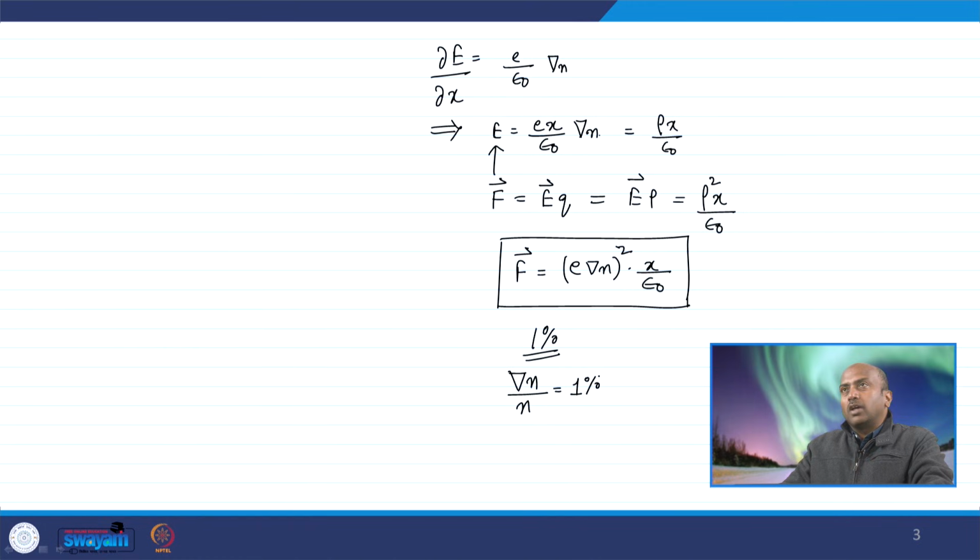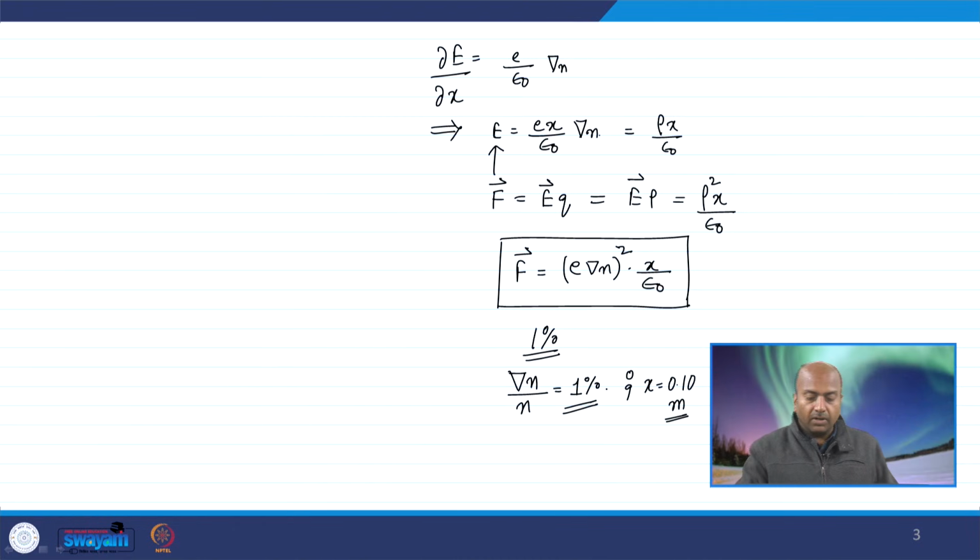Which means the number of ions is larger than the number of electrons by 1%. So, for every 100 electrons, there is one ion which is extra. Okay, and let us assume the charge separation, because there is unequal charges. These two charges are separated by a very small distance, which is 0.1 meters. Okay, you understood? So, how much is the separation? Separation is 0.1 meters, and the difference in the number of charges, in percentages, is 1%.